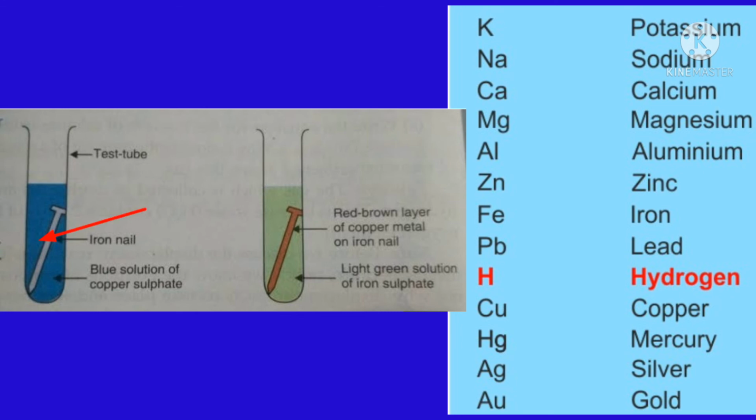The blue color solution after a few minutes changes to green color solution. What is the reason? Because of displacement reaction. Iron is a metal, copper is a copper ion. Iron is stronger than copper ion. So you will get copper and ferrous sulfate solution. Because of formation of ferrous sulfate, the solution is green in color.